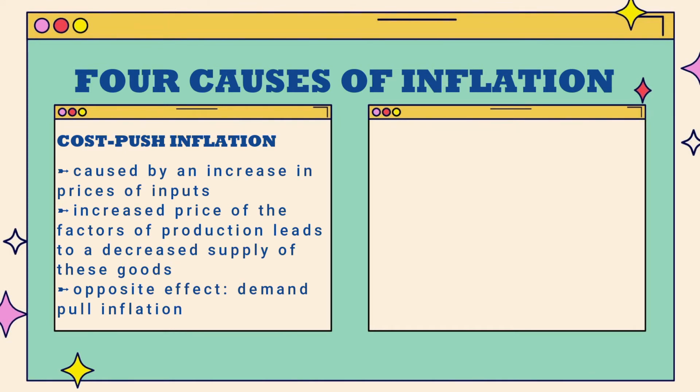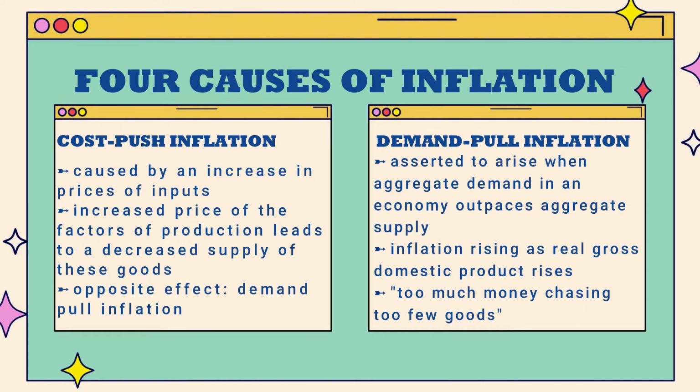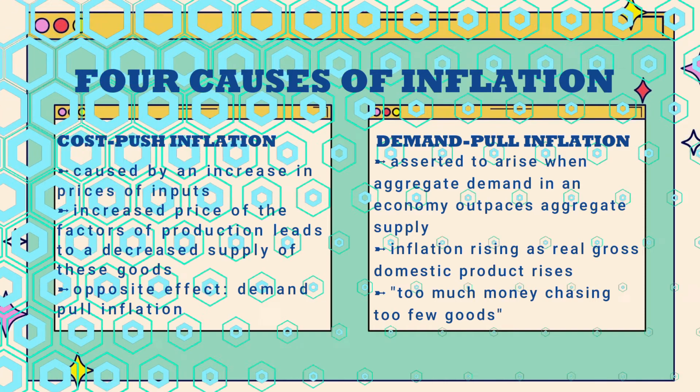The opposite effect of this is called demand-pull inflation, which is the second cause. As I mentioned earlier, demand-pull inflation has the opposite effect. Demand-pull inflation is asserted to arise when aggregate demand in an economy outpaces aggregate supply. It involves inflation rising as real gross domestic product rises and unemployment falls. This is commonly described as too much money chasing too few goods.